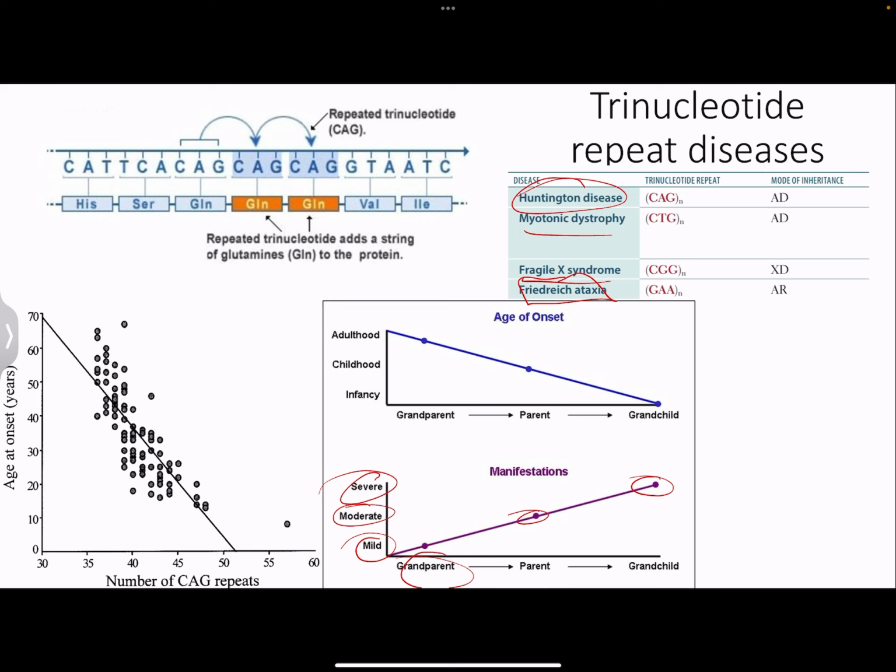That would also explain that if your phenotype is more severe, for the grandfather, the Huntington's hit them in adulthood, for the parent a little bit earlier, and for the kid with so many CAG repeats, not only is it very severe, but it hits them very early. This is called anticipation.